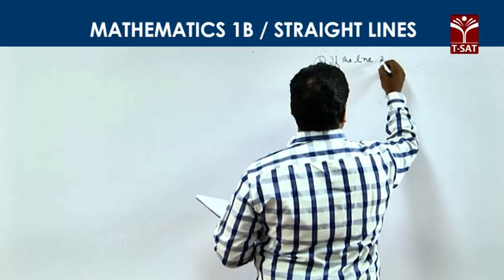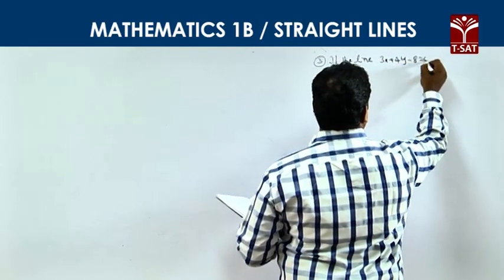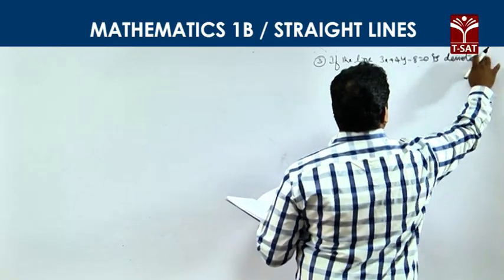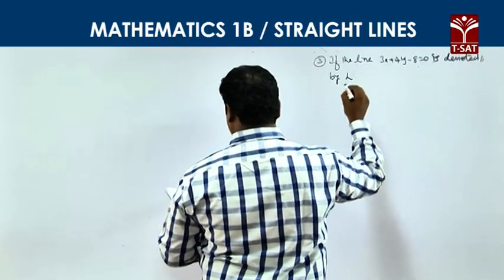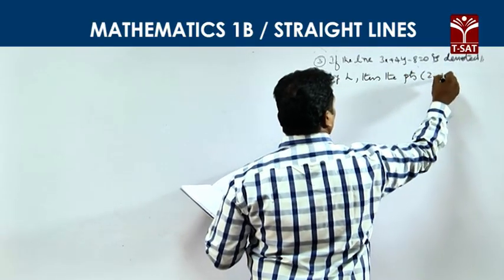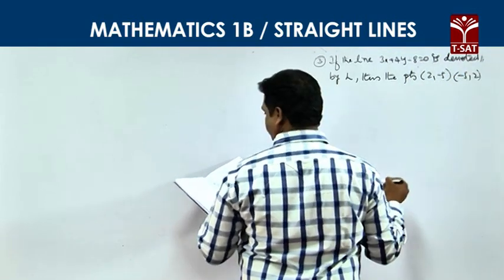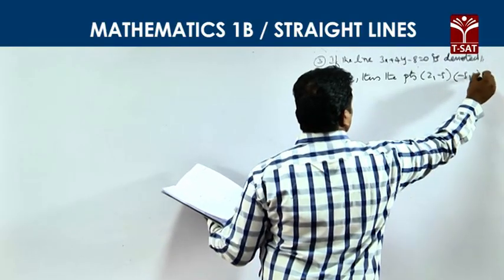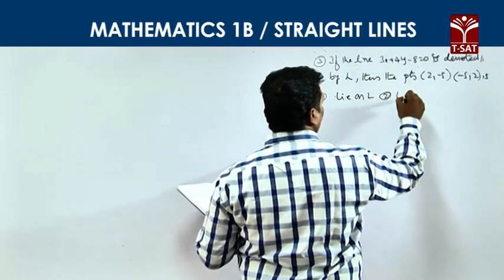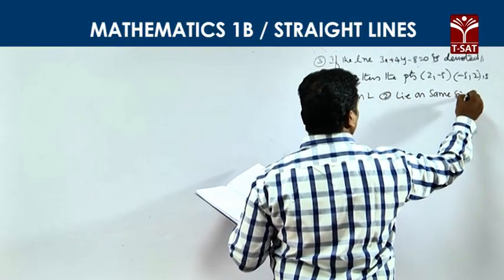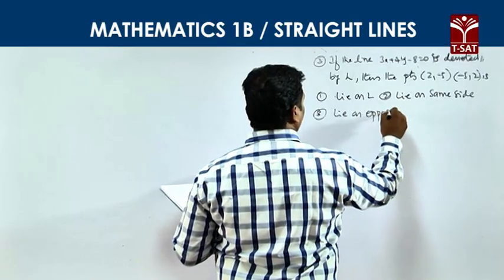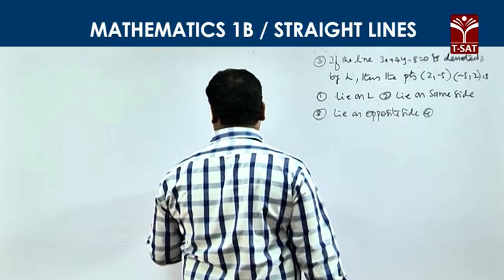If the line 3x plus 4y minus 8 equal to 0 is denoted by L, then the points (2, -5) and (2) lie on: first option, lie on L; second option, lie on the same side; third option, lie on opposite sides; fourth one, equidistant from L.